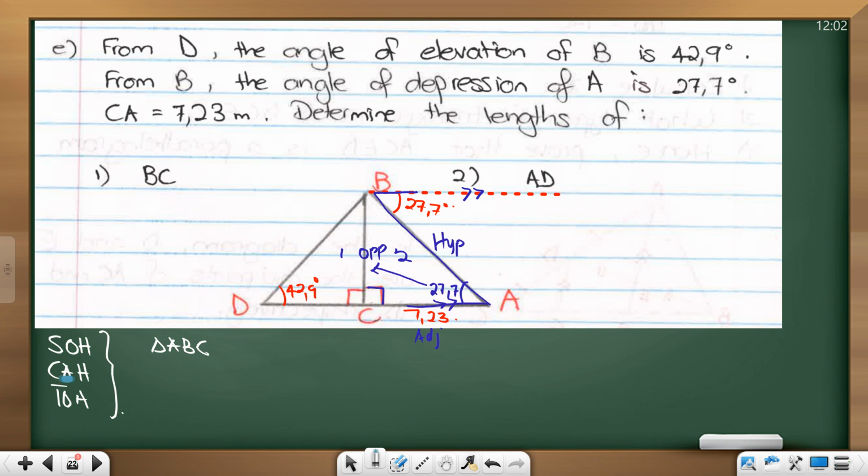The first says adjacent and hypotenuse. We are looking for the opposite, but we have the adjacent. So it's tan. What's my opposite? BC. What is my adjacent? AC, which is 7,23. This is over 1. Can we cross multiply quickly? Give me an answer.